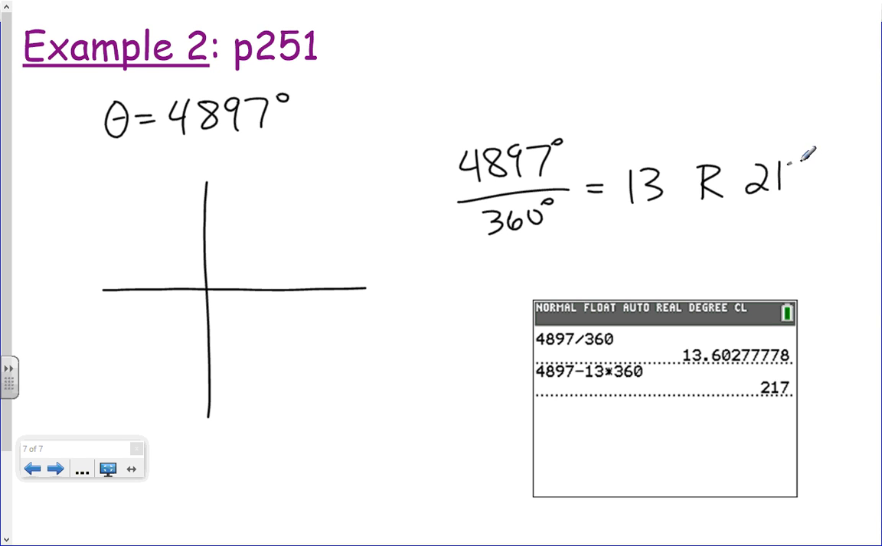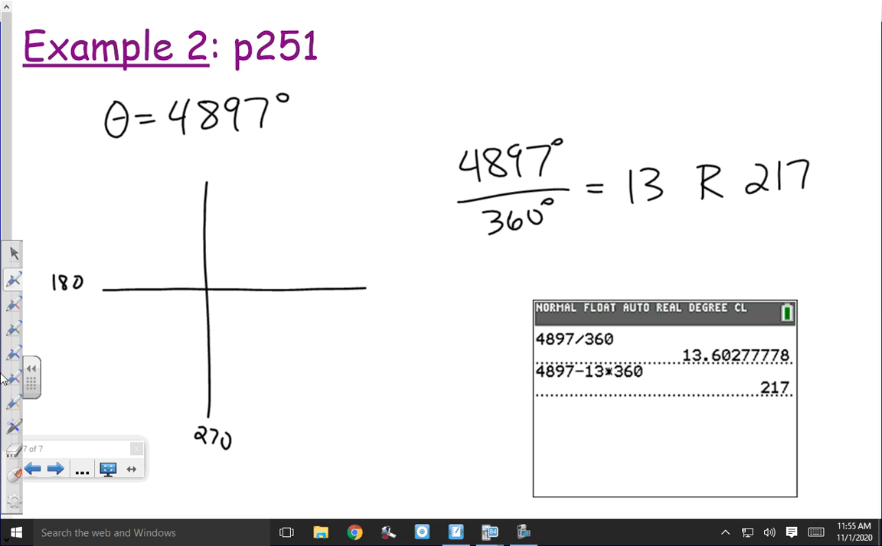The 217 is critical because I need to know what quadrant this angle is going to terminate in. So 217 is between 180 and 270. So I'm going to terminate in the third quadrant. And it's going to be almost halfway through this quadrant. 225 would be halfway through. So this is how our sketch will look. We'll sketch ourselves a terminal side to this.